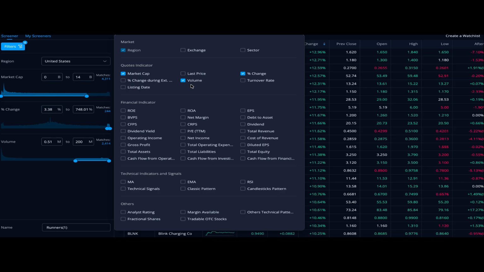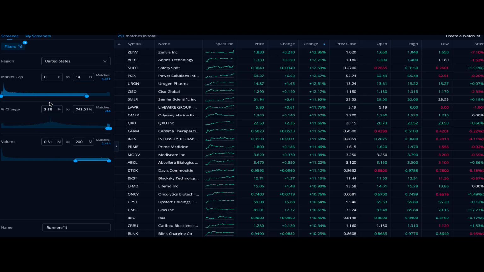For the market cap, I like to trade stocks that are between 300 million and 14 billion. Volume, I like to look at stocks that trade between 1.5 million and 20 million in a day. Percentage, I'm looking at stocks that are trading between 3.5% and 100%. If you change any one of these criteria, obviously you're going to get a different list. But based on the criteria that I put in, this is the list that I came up with.